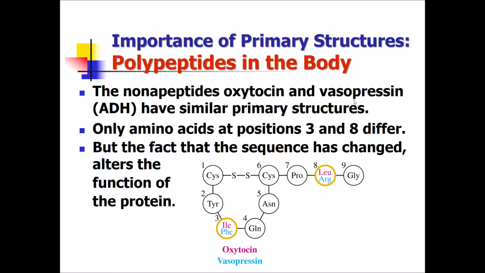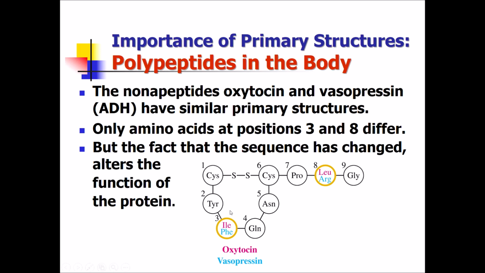Okay. But the point of this slide really is to show you that the primary structure is saying, okay, cysteine has to be first, tyrosine has to be second, and then for oxytocin, isoleucine has to be third, and so on and so forth. The order, the sequence of the amino acids is critical to its function. If it doesn't have that order, it won't do what it's supposed to do.